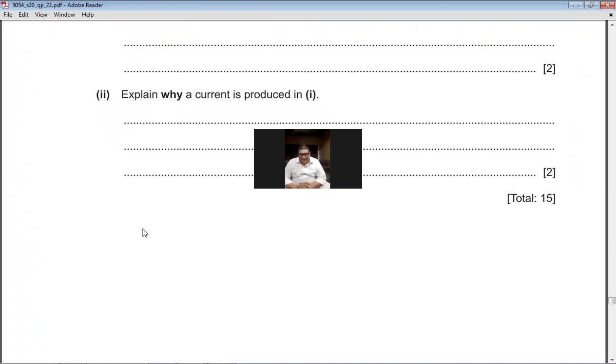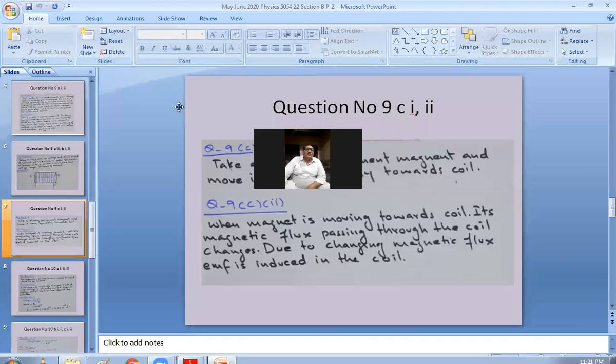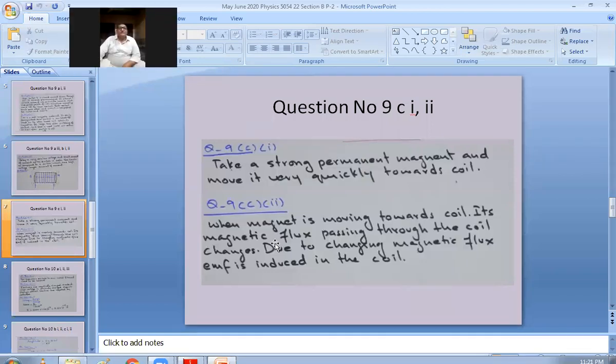When you move a magnet towards a coil, its magnetic flux will be flowing through the coil. So when you move it relative to the coil, the magnetic flux flowing through the coil will change. The magnetic lines of that magnet which are passing through the coil will change. And whenever the magnetic flux passing through a coil changes, EMF is induced in the coil. That's Faraday's law, and we call this electromagnetic induction. It's a 2 mark question. I have written this answer. Let me show you my answer, and then we will see.